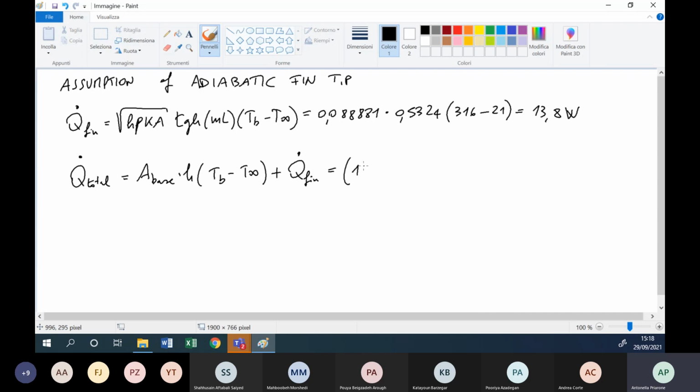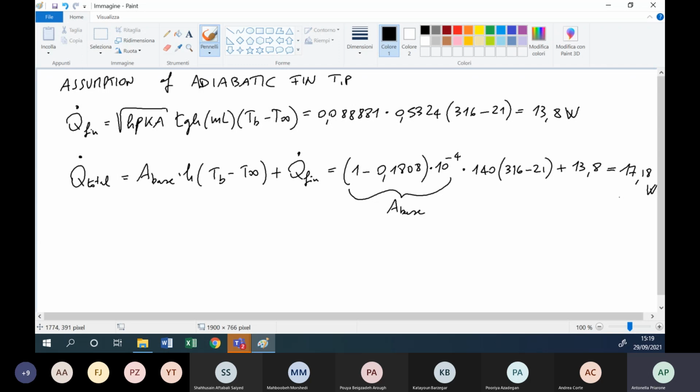And so is equal to 1 square centimeters minus 0.1808 multiplying 10 minus 4, and this one is the area of the base, but multiply H was 140, TB minus T infinite, 360 minus 21, plus 30.8, and I obtain 17.16 watt.